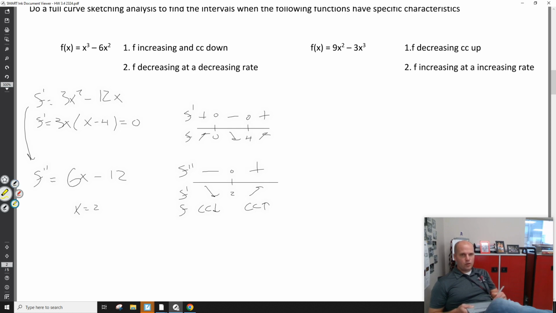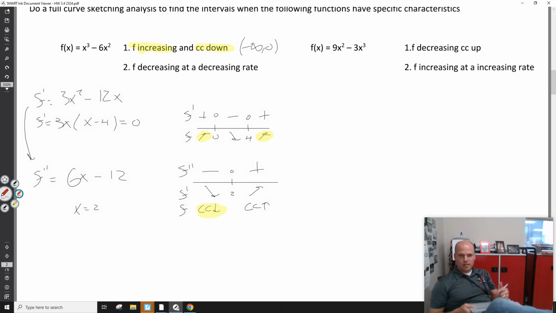So let's start with increasing, concave down. Okay, increasing is here and here. Concave down is here. So we're looking at just when they do both at the same time, the answer to number 1 would be negative infinity to 0. That's when we're doing both.